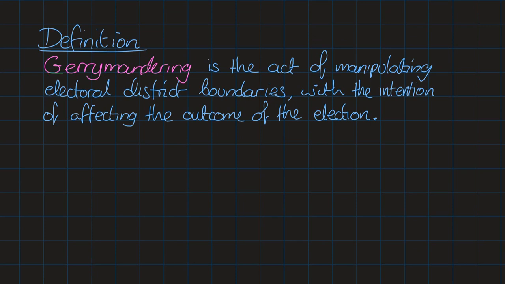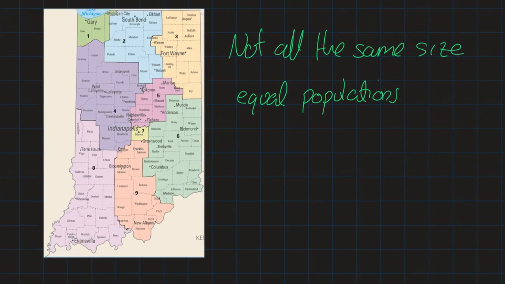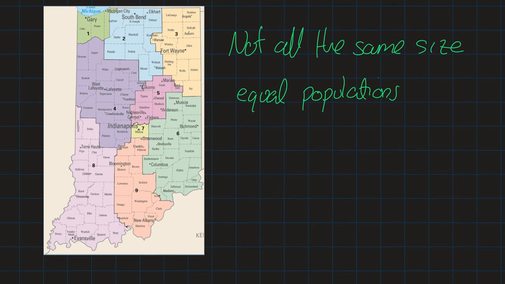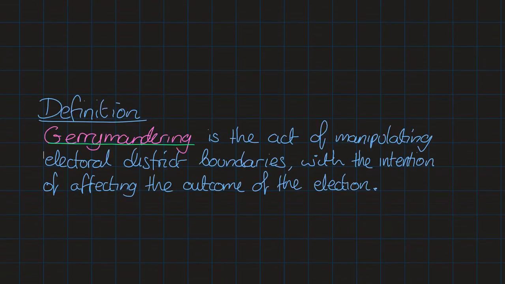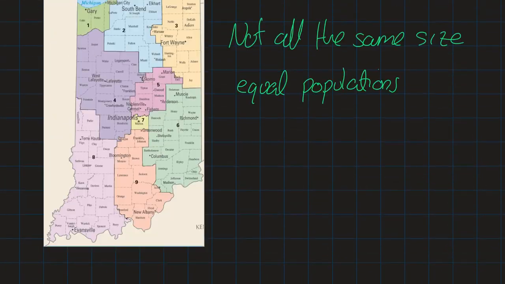So gerrymandering is the act of manipulating these boundaries with the intention of affecting the outcome of the election. Okay, so this is a general definition, and in subsequent videos, we're going to do lots of examples to show how this is possible. But abstractly, gerrymandering is the act of purposefully drawing these district maps, like this district map right here, so that you influence the outcome of the election.